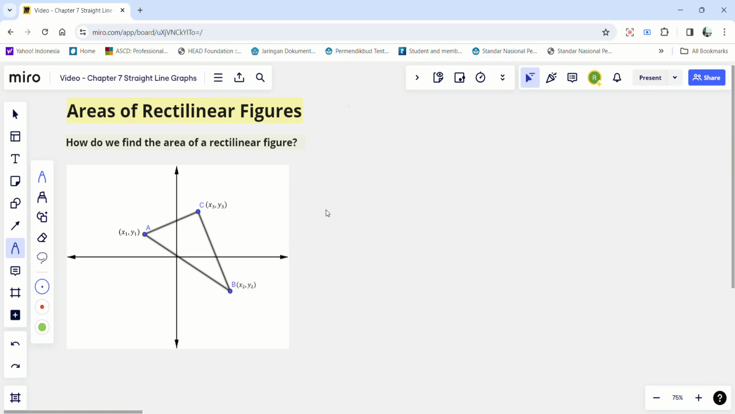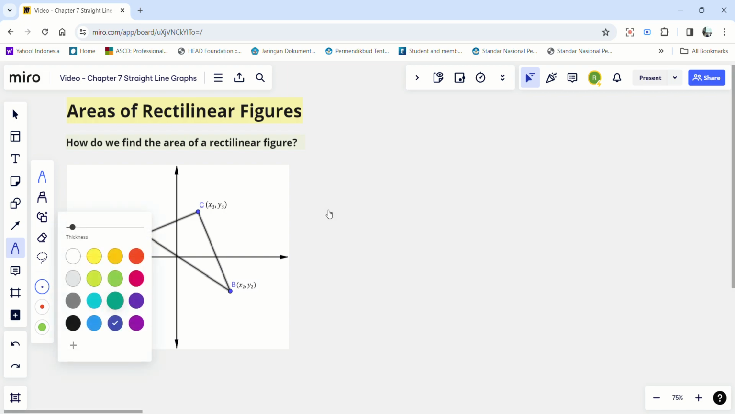Hello everyone. So in this video I will be discussing the idea of areas of rectilinear figures, catered in IGCSE Additional Maths, Chapter 7 in the Supplementary Textbook. So it begs the question, how do we find the area of any random rectilinear figure?